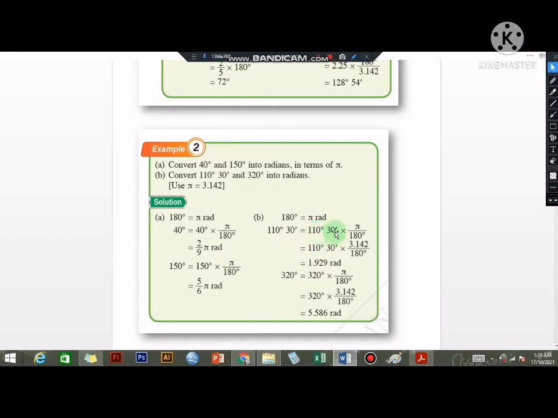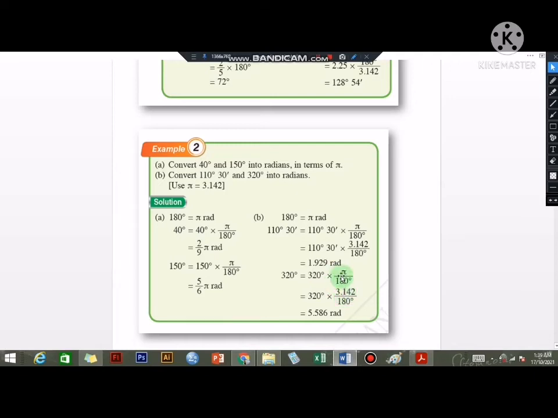110 degree 30 minutes multiply with pi over 180 degree, and then you will get your answer, which is 1.929 radian. Okay, that is the first one. And then the second one, 320 degree. So 320 degree equals 320 degree multiply with pi over 180 degree.